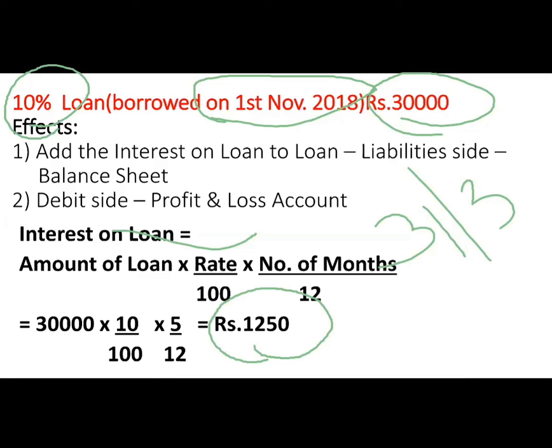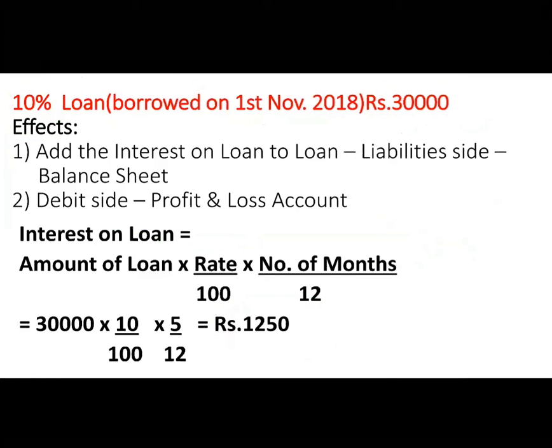Okay, so this is the hidden adjustment, and this is the way you are going to calculate and find out the interest on loan by yourself. What you have to do is find out the amount, how much percent of interest is there, and when the loan was borrowed. So 30,000 पे 10% for 5 months, क्योंकि नवंबर से मार्च 5 months होते हैं. So the amount is 1250.